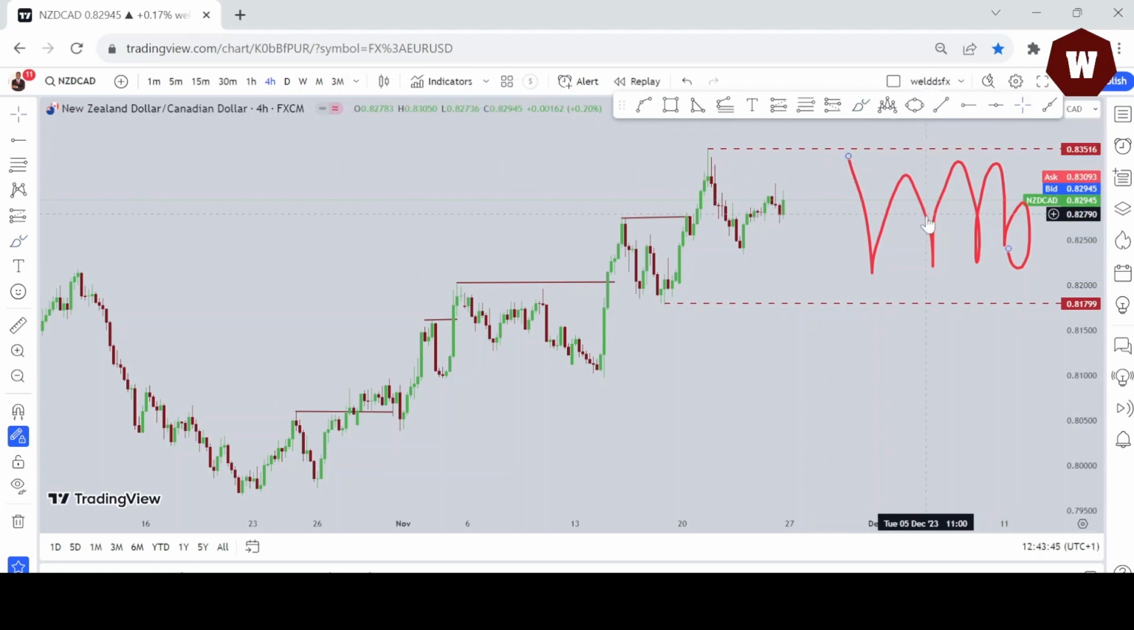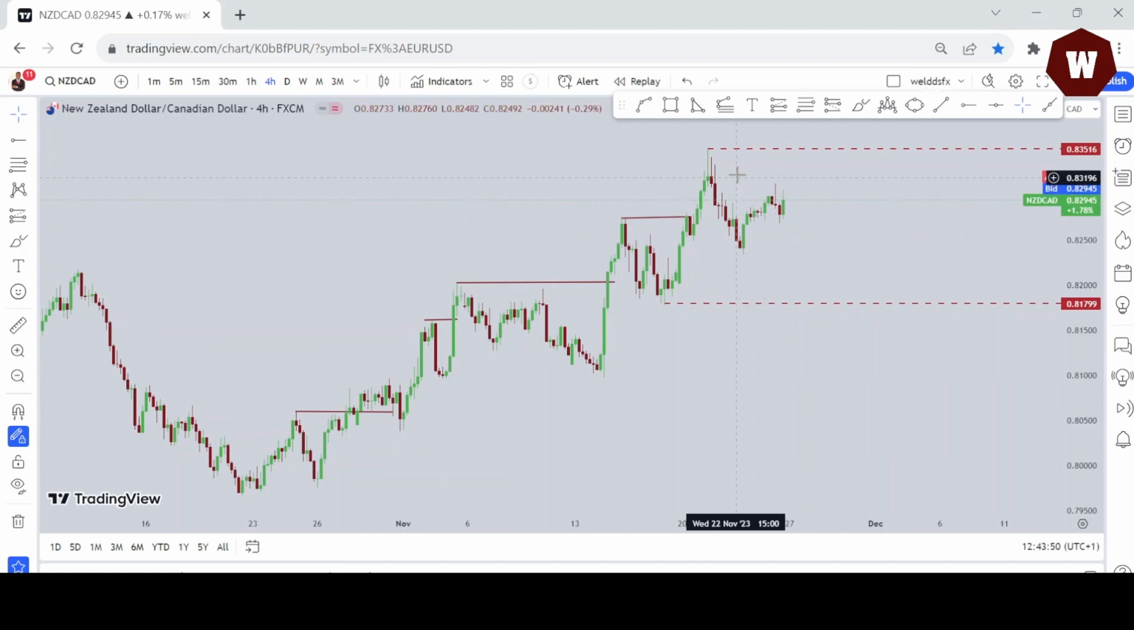Let me delete this. Okay, I've taken that out. We will go to the 15 minutes time frame and see if there is an entry opportunity for us. So let's take a trend line and mark this area, if we will see an internal change of character. Okay, look at this area.